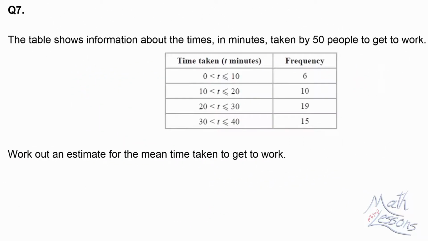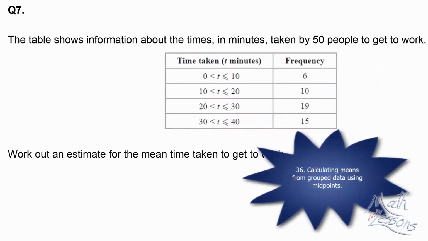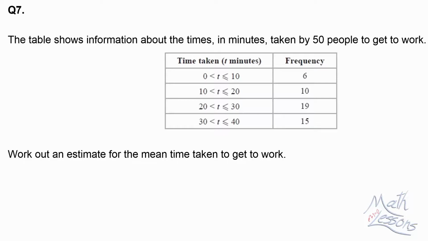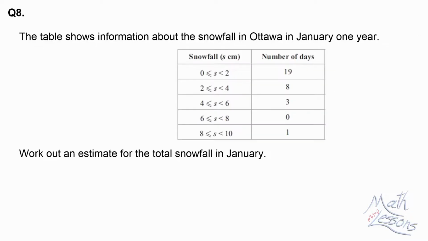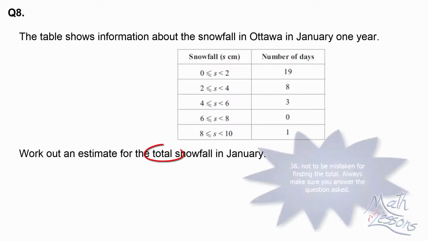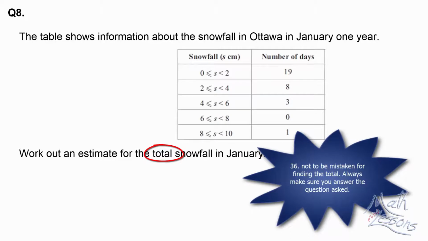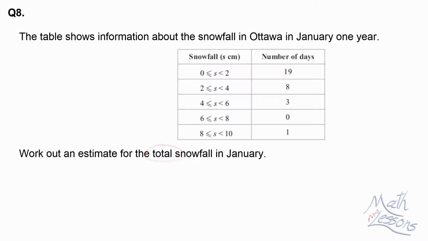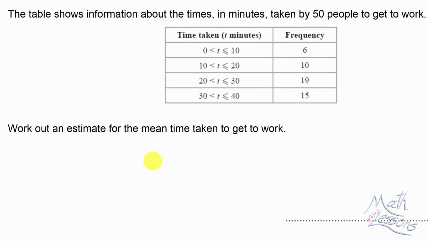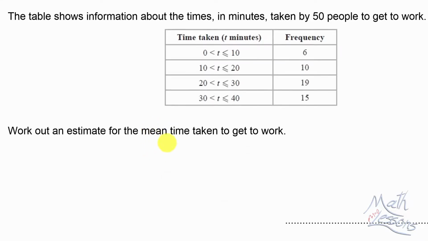Grouped mean again, so take using the midpoint to estimate the mean. That's why it's called an estimate, because you're taking the midpoint rather than using any individual values to find the mean. Make sure you know how to do that. And don't confuse it with taking the total snow, in this case snowfall, or finding out the total amount. Often people calculate the mean when they mean the total, so check back to the question, is it the total they want? Or was it the mean time that they wanted?